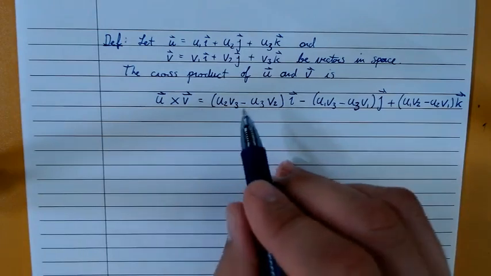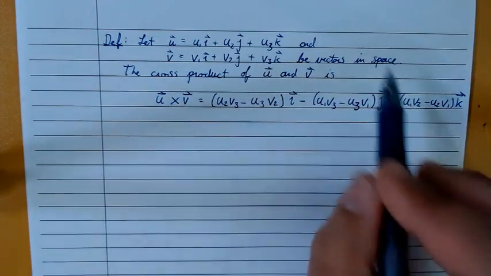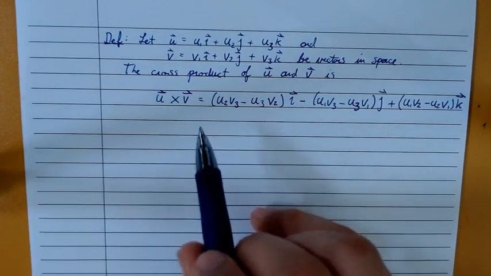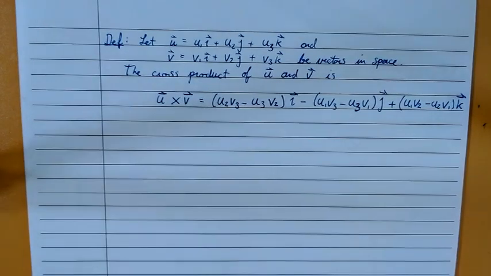Notice that the cross product is a vector. It has the 3 components of a vector in space. The dot product of 2 vectors is a scalar. The cross product of 2 vectors is another vector.